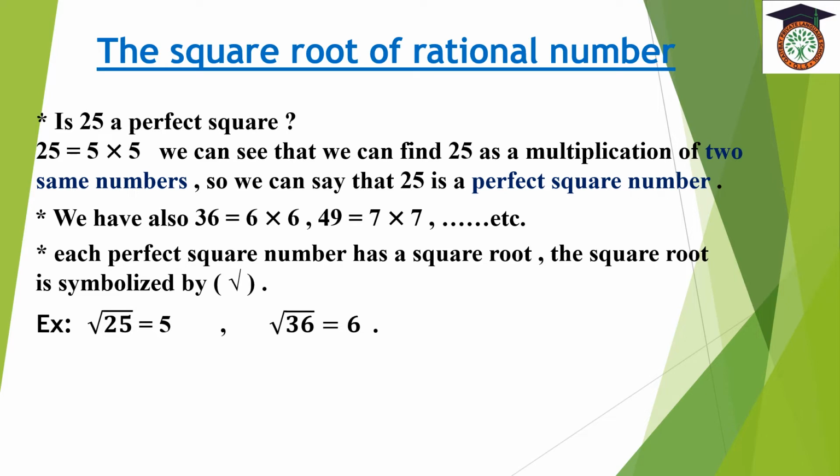Example, we need to find the square root of 25. But we have said that 25 equals 5 times 5. So we have two 5s, and from each 2 we will take only one 5 as a result of the square root. And also we have the square root of 36 equals 6, as 36 equals 6 times 6.